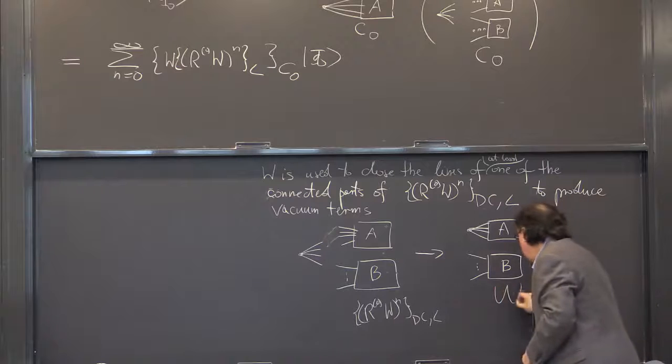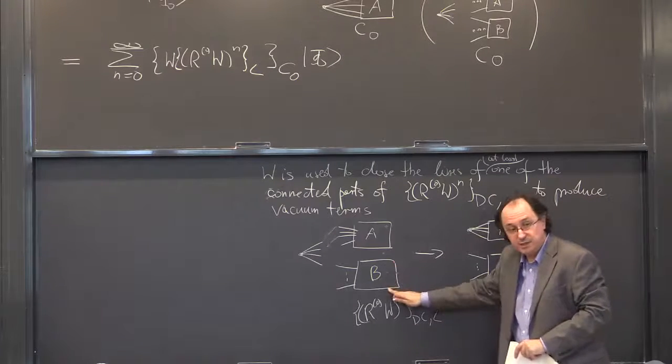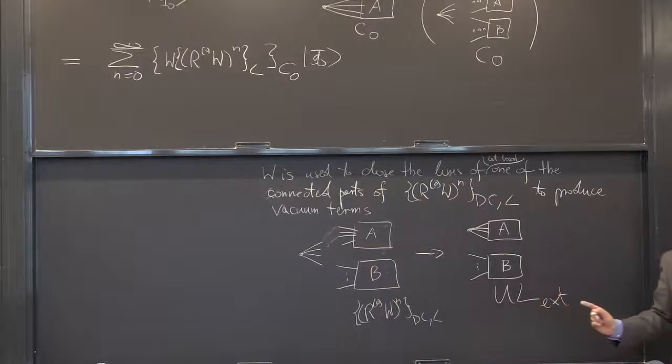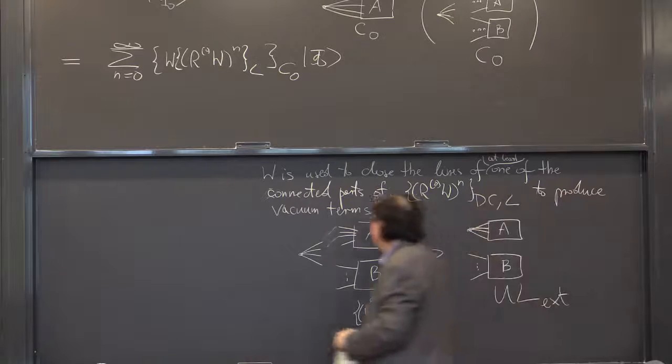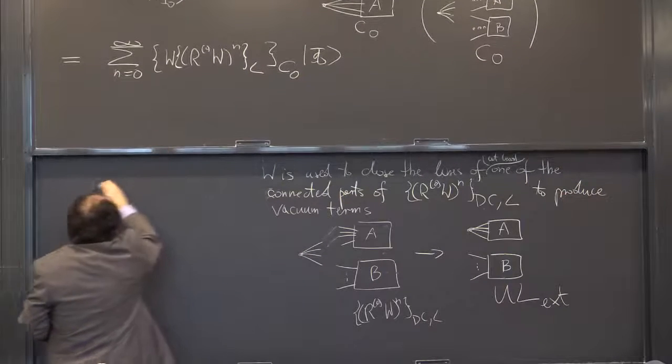Okay, this is unlinked, but it has external lines because you didn't close all the lines. Okay, so I will put EXT. Do I need to explain this, or is it clear? UL stands for unlinked, EXT means that there are some external lines left in it. Okay? So if I want to write it mathematically, maybe I'll write it here.